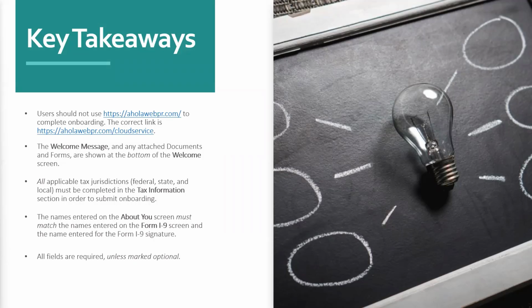All applicable tax jurisdictions, federal, state, and local, must be completed in the tax information section in order to submit onboarding. And the names entered on the About You screen must match the names entered on the Form I-9 screen and the name entered for the Form I-9 signature exactly. Also, throughout onboarding, all fields are required unless marked optional.